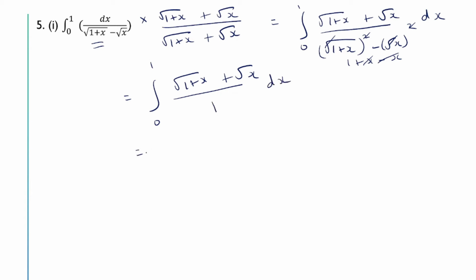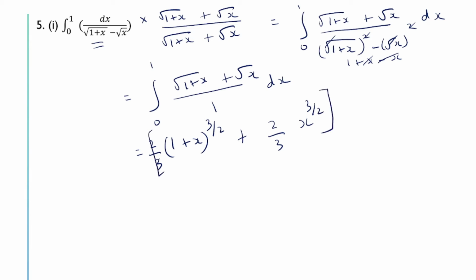Now we can use the standard integral and integrate this. So integral root of 1 plus x dx will be 1 plus x the whole raised to half plus 1 by half plus 1. So it is 1 plus x the whole raised to 3 by 2 upon 3 by 2, so it is into 2 by 3. Then plus integral root x dx will be 2 by 3 into x the whole raised to 3 by 2.